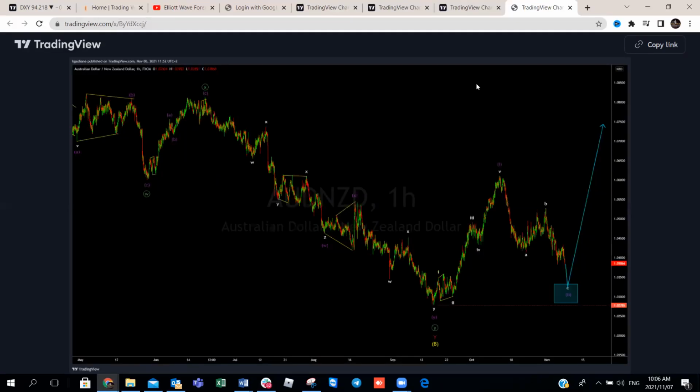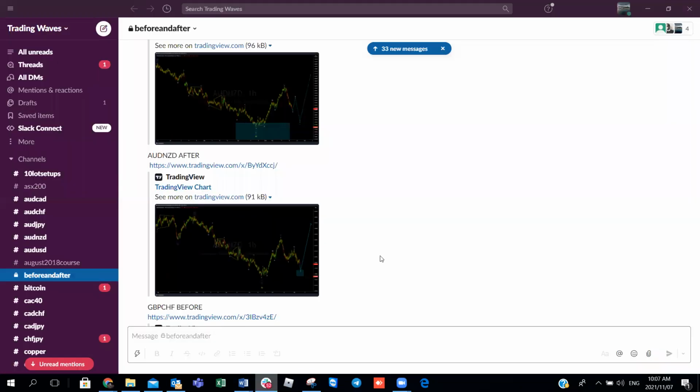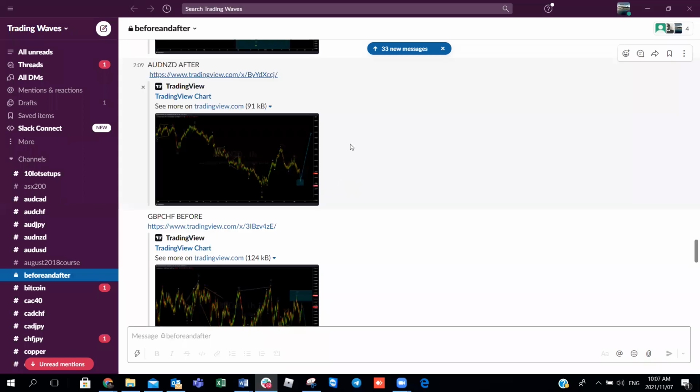Look at how this is playing out. So the first leg, that white B degree that we were looking for, and now we are looking for AUD New Zealand to get back to the blue box area around 350. Has that played out? Let's have a look at the latest one. So you can see step by step we have got a forecast for this.